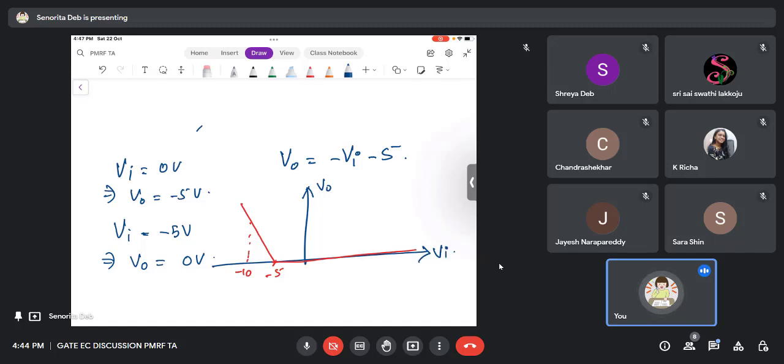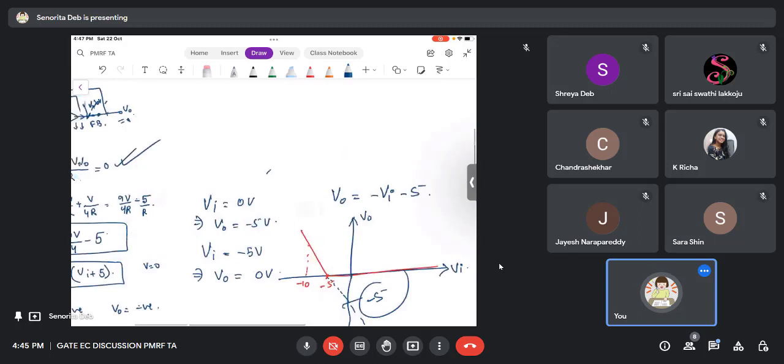It is having a negative slope. The slope should be -1, right? And if you extend it, it will cut somewhere at -5. So this was the waveform. Okay, so this question was asked in GATE 2010.